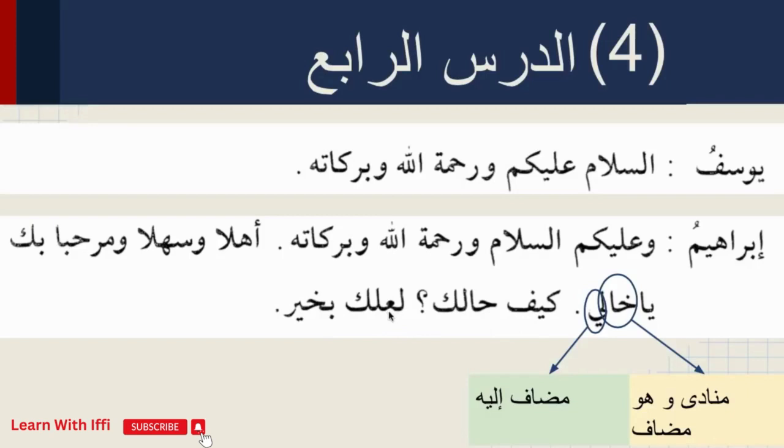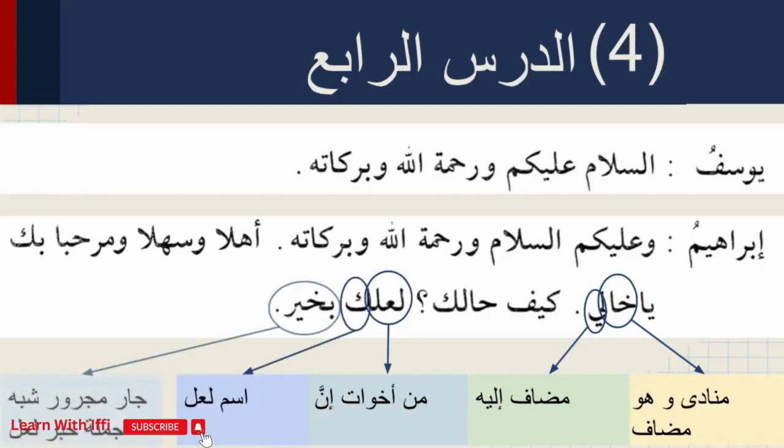So remember, if you say inna, it has got five sisters: inna, anna, ka'anna, laita, lakinna, la'alla. So la'alla. So what we're looking for is ism la'alla and khabar la'alla. So ism is ka, mansubun, and bi khair is jar majrur shibu jumla khabar la'alla. Okay, so la'allaka bi khair. So I hope you are good.